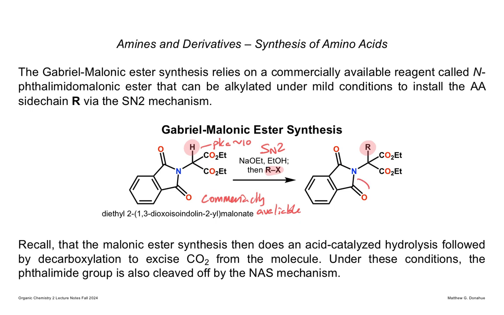And then from that, you would deprotect the imide. And then your malonate here, we learned about hydrolysis and then decarboxylation. And so the product of that would be your amino acid. So that gives you a lot more flexibility in terms of what R is.